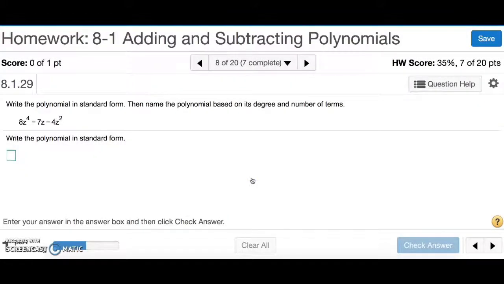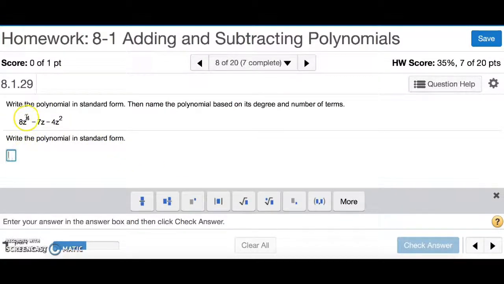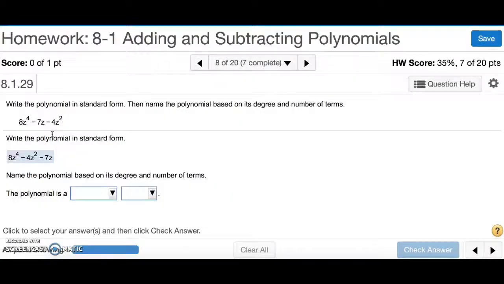Number 8, again, we're rewriting this in standard form. Start with the term with the largest exponent, which is z to the 4. So you have 8z to the 4. Next one will be z squared, so minus 4z squared. Make sure you keep the correct sign with it. Minus 7z. And that's in standard form.